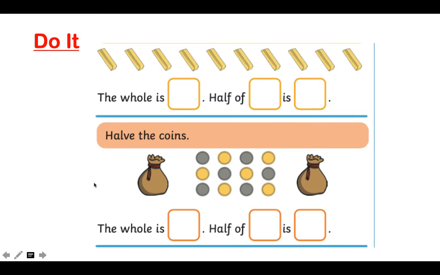Okay, so you'll do it. You've got some blocks of gold. You need to write what the whole is. Okay, so how much did we have to start with? So how many blocks of gold did we have? Split them in half, and then write. You don't worry about this sentence too much, okay? I just want you to write what half is. Okay, so we started with the whole, and then I want you to tell me what half is.